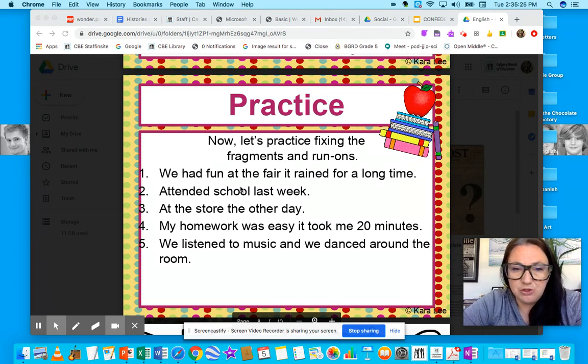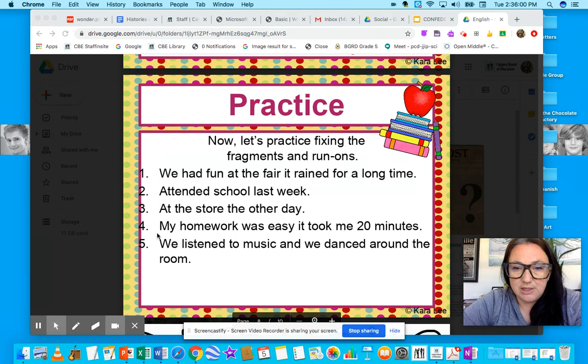This one, number 2, attended school last week. Well, this is a fragment. It's not a complete sentence. Who attended school last week? Attended is the predicate, the verb. You would put something in front of it like I, my brother. You need to indicate who attended school. At the store the other day. This is another fragment. It's not a complete sentence. Who was at the store the other day? The same as this one, right? Like, my mom was at the store the other day. So there's no verb here either.